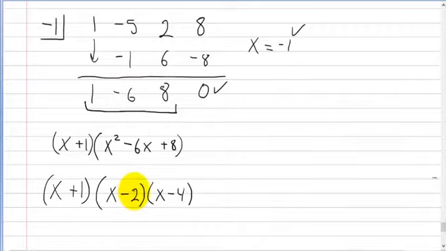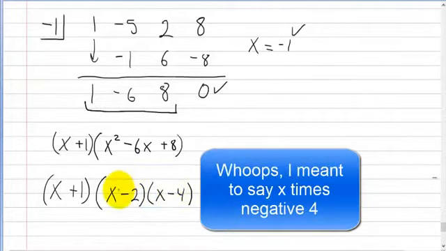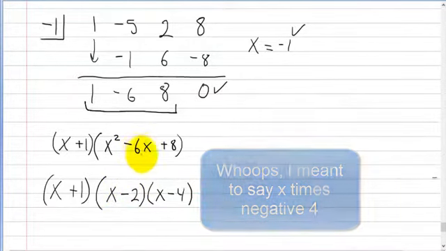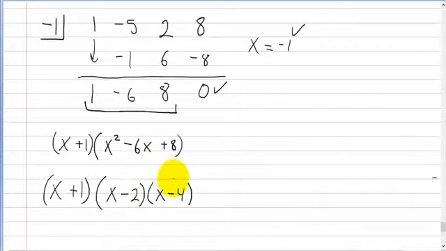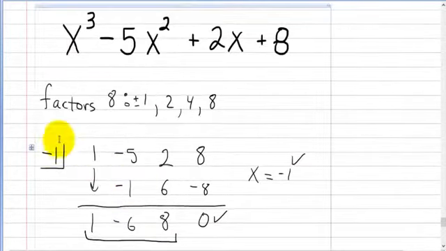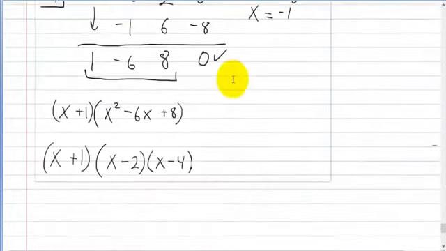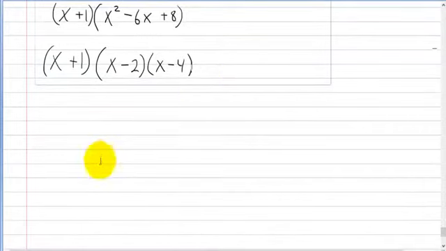Then negative 2 times x, plus negative 4 times x, is going to give me the negative 6x. And then negative 2 times negative 4 is going to give you the 8. So we have factored this out. Now we can make sure that this actually works and gives us x cubed minus 5x squared plus 2x plus 8. Let's check that out.